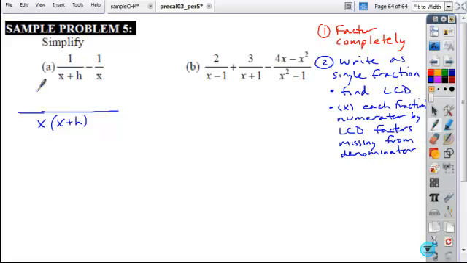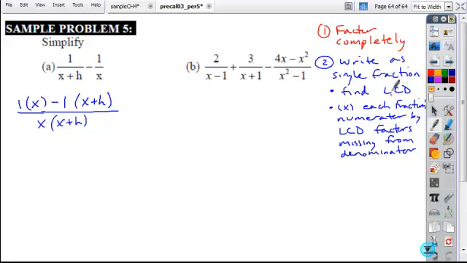So when we come back here and look at the numerator of our first fraction, which is a 1, we're going to multiply that by whatever LCD factor is missing from this first fraction's denominator. It has the binomial, it's missing the monomial x. Then we take our next fraction's numerator, minus 1, times the LCD factor that's missing from its denominator. This one has the monomial factor x, it's missing the binomial, so we write that down.